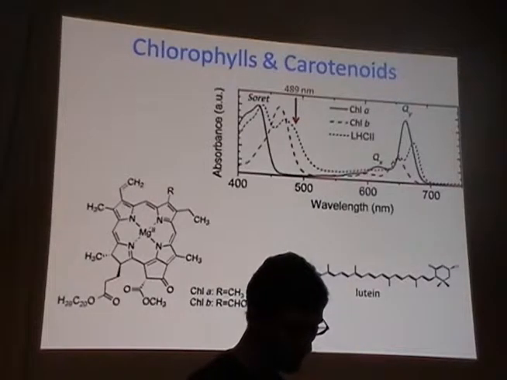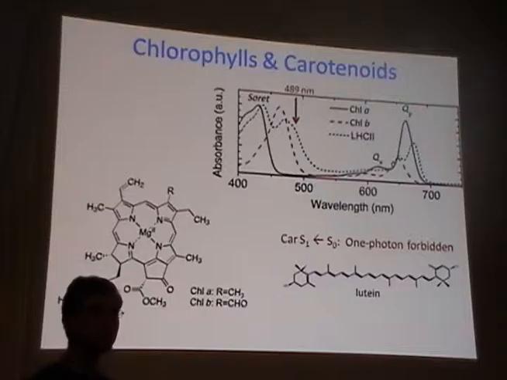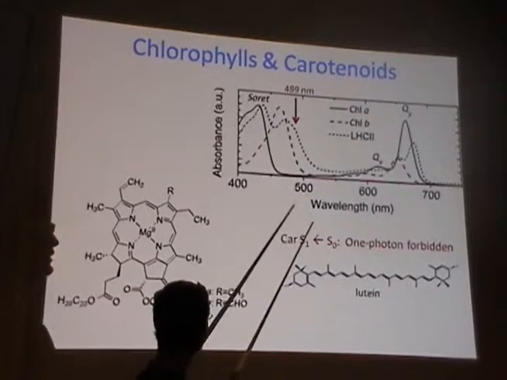Okay. Just the shoulder sticking out is the result of carotenoids in the absorption spectrum of LH2. So this makes the interpretation of this data even more complex. But let's have a look at it.